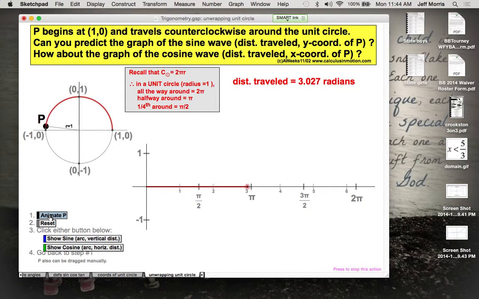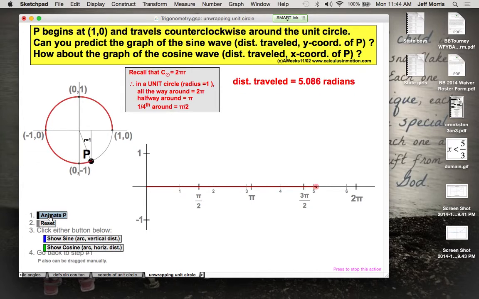So for that angle, for example, there's 180 or pi. Here's 3 pi over 2 or 270. Here's 2 pi or 360, and then it starts over again. So P, beginning at the point (1, 0), travels counterclockwise around the unit circle. P is just the distance that angle's traveling. So that's all P represents, and I've got these distances on the x-axis.